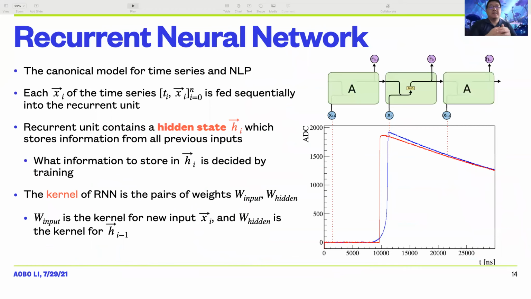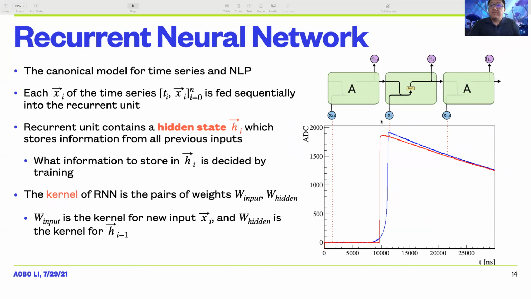So the canonical model for time series and natural language processing tasks is what we call the recurrent neural network, which we will mainly discuss in today's lecture. Remember, each xi of the time series is fed sequentially into what we call a recurrent unit. The recurrent unit contains a hidden state, which we call hi, which stores information from all the previous inputs. What information to store in the hidden state hi is decided by the training process.